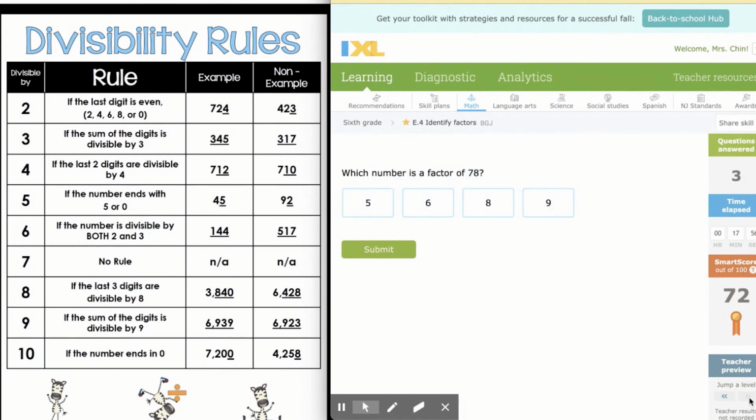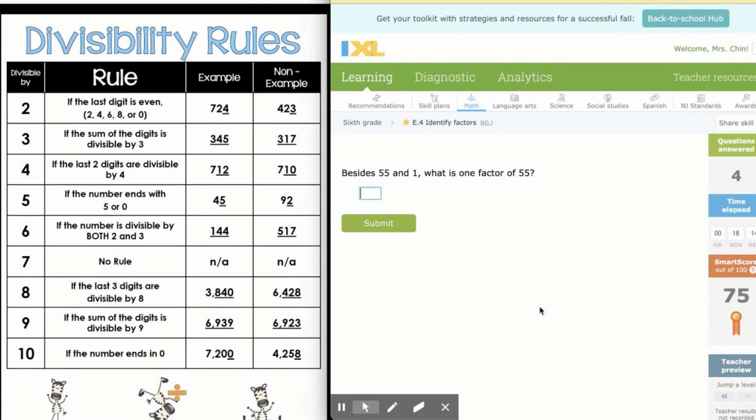Okay, so there's no 2 here, but there is a 6 here. So let's check if it's even. Let's also check if I add the digits, if I get a number divisible by 3. And 7 plus 8 is 15. 15 is divisible by 3. 15 divided by 3 is 5. Therefore, yes, 6 works. All right, so that's IXL E4.